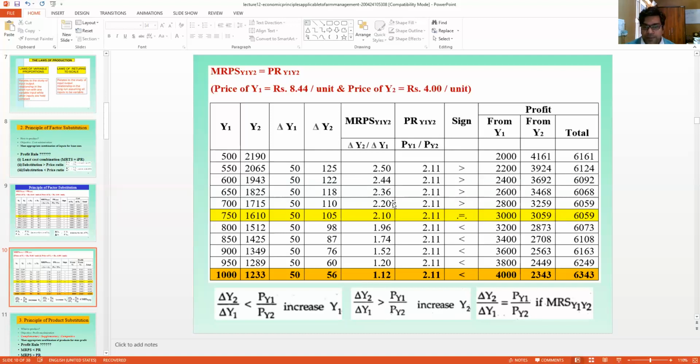Yes, you see again here, this is the MRPS and this is the price ratio. So MRPS is more than the price ratio. What you're doing is increasing Y2. So from 1715 physical units, Y2 is increased to 1825. MRPS is more than the price ratio, so the farmer has to increase Y2. Now you see the profit. From 6,059, the profit in the hands of the farmer has increased to 6,068. When MRPS is more than the price ratio, the farmer has to increase Y2.